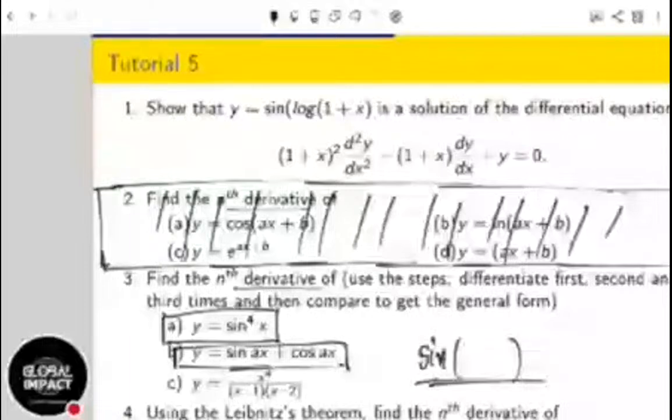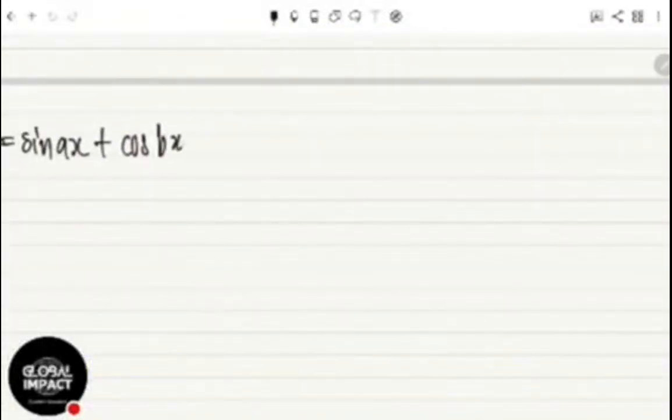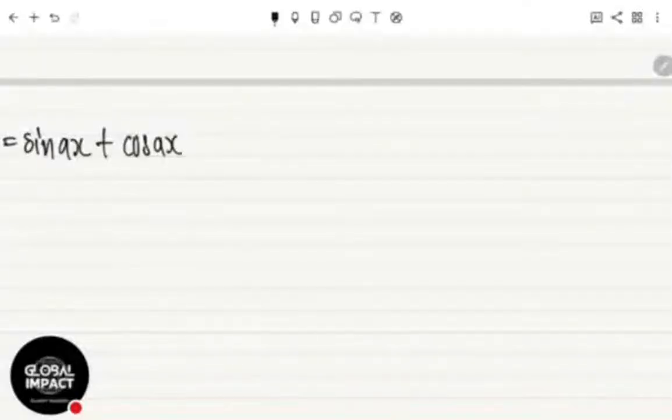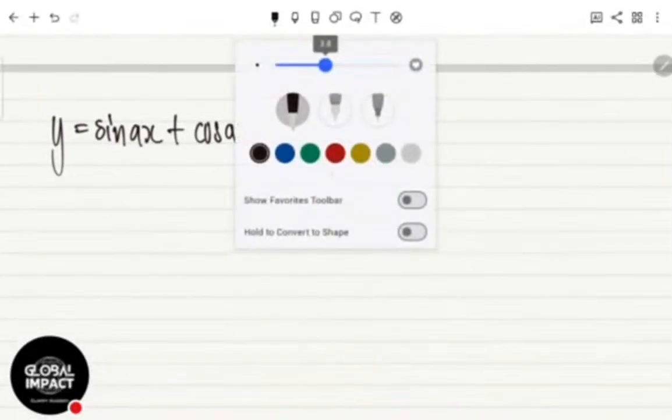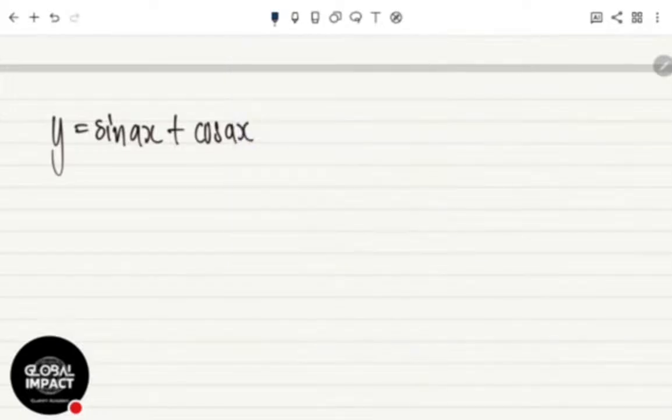Let me just confirm. Sine ax plus cos ax, which is a bit weird. Let's get our nth derivative of sine ax plus cos ax. What are we going to do? We can easily get the nth derivative here.